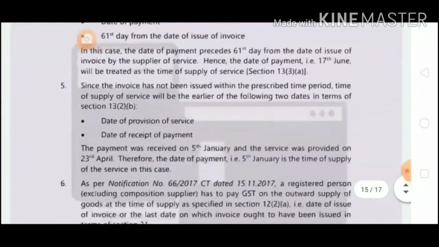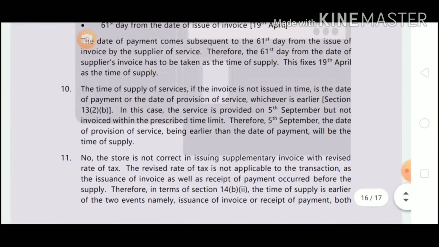The time of supply of services, if the invoice is not issued in time, is the date of payment or the date of provision of service, whichever is earlier. Section 13 subsection 2 clause B. In this case, the service is provided on 5th September. Though it's given in the question 4th and 5th September, so last date was 5th September, so service will take the completion date.